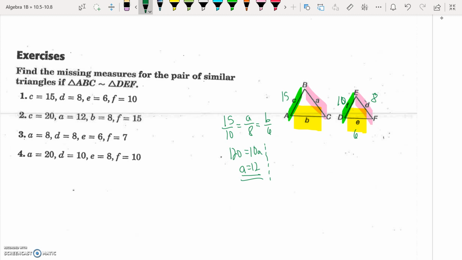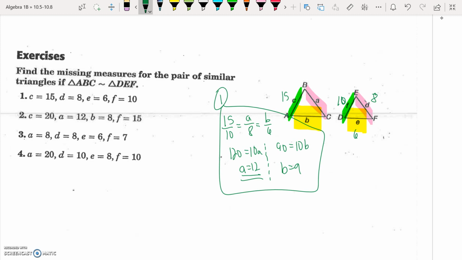Then I'm going to ignore this middle one. 15 times 6 is 90. B times 10 is 10B. Divide both sides by 10, and I get that B equals 9. So there are the unknown sides for problem number 1.